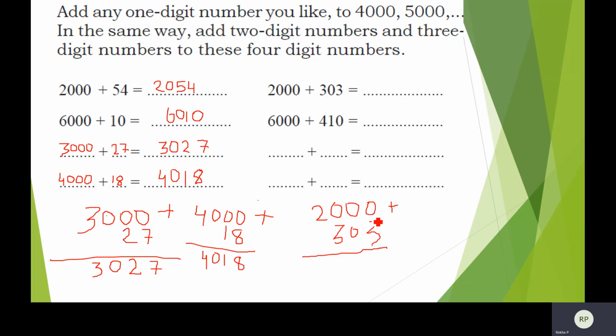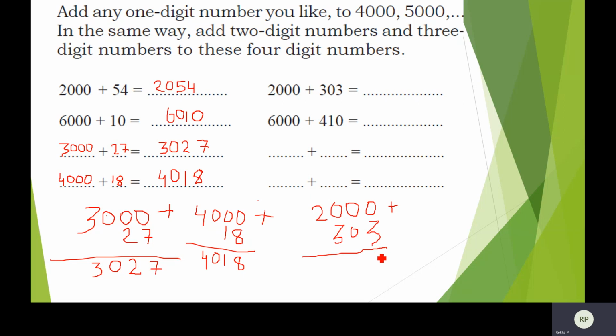So now what you have to do? So here 303. So this 3 is in ones place. So we have written in ones place. And this 0 is in tens place. So we have written it in the tens place. And this 3 is in the hundredth place. So we have written it in the hundredth place.